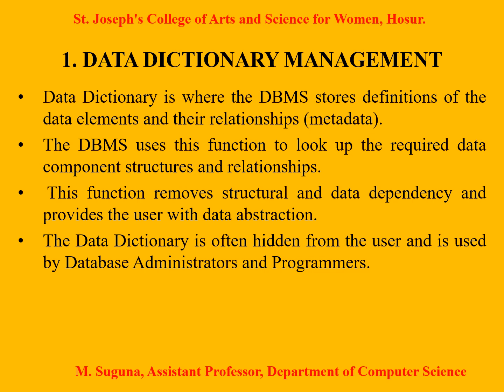Data dictionary is where the DBMS stores definitions of the data elements and their relationships, that is metadata. The DBMS uses this function to look up the required data component structures and relationships. This function removes structural and data dependency and provides the user with data abstraction. The data dictionary is often hidden from the user and is used by database administrators and programmers.